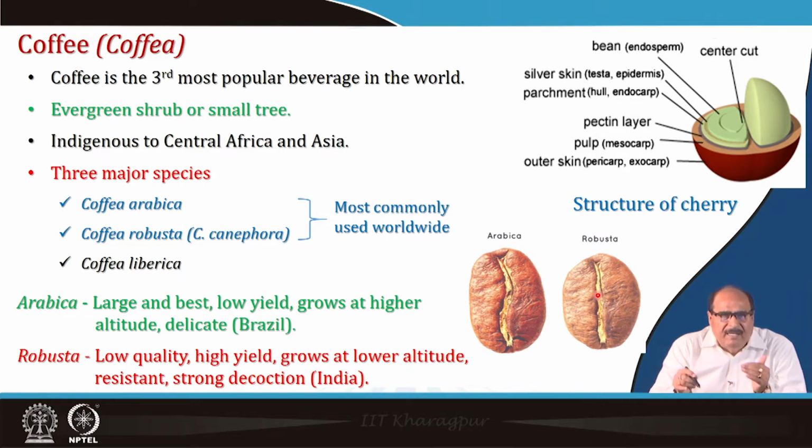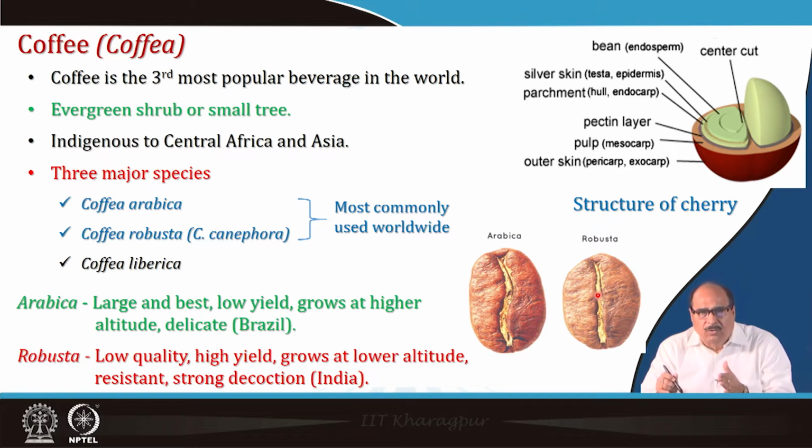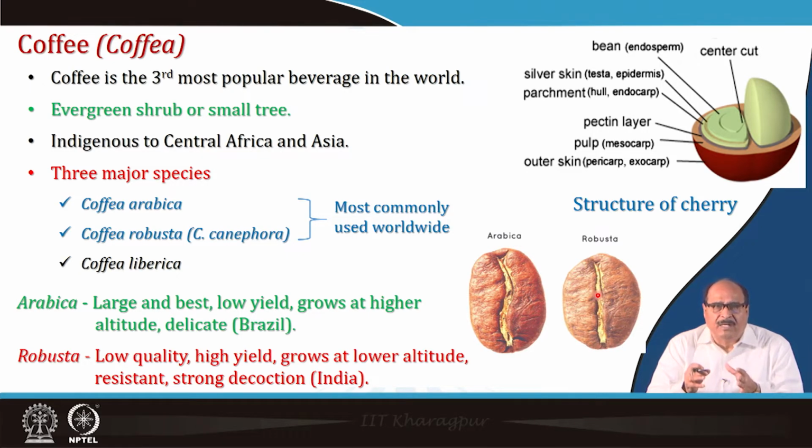Robusta gives slightly inferior quality coffee beans in comparison to arabica. However, its yield is high, it grows at lower altitudes, it is a resistant variety and gives a strong decoction, and this coffee is mainly grown in India, because Indian consumers like the strong decoction.